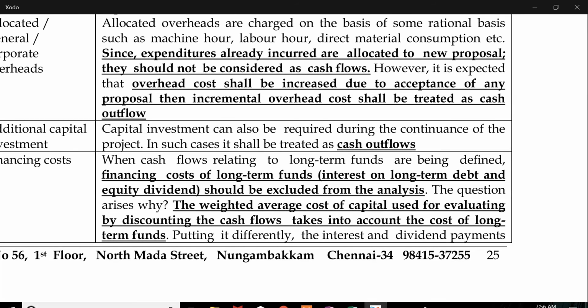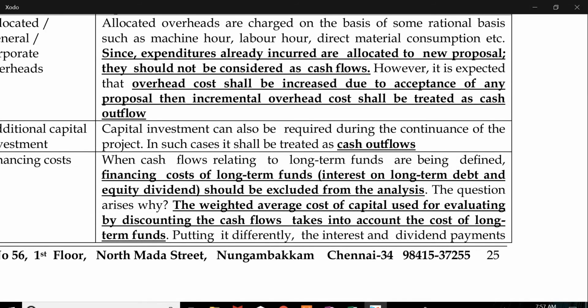Land, building, plant and machinery is called capital expenditure. Raw material and cash is called working capital. So when you start a project, your money will be blocked in two things: one is capital expenditure and second is working capital. So this is your initial outflow. When somebody wants to set up a new factory, new shop, anything, money will be stuck in two places. One is fixed assets, second is current assets.